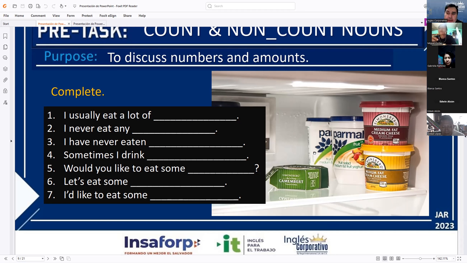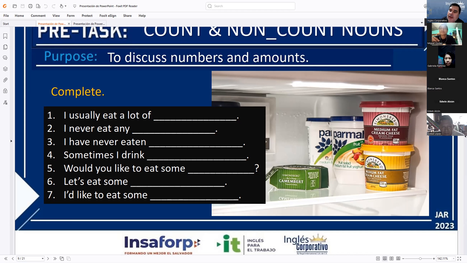Sometimes I drink refreshment. I say sometimes because I'm not supposed to drink refreshment. Okay, would you like to eat some ice cream? Let's eat some fruit. I'd like to eat some cake.